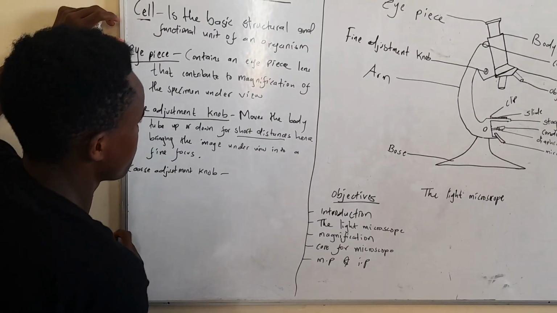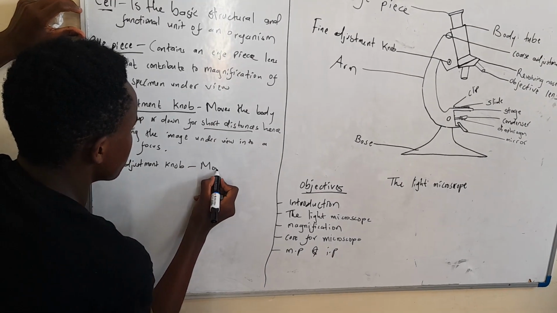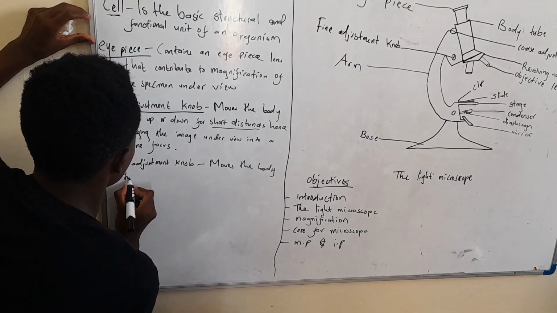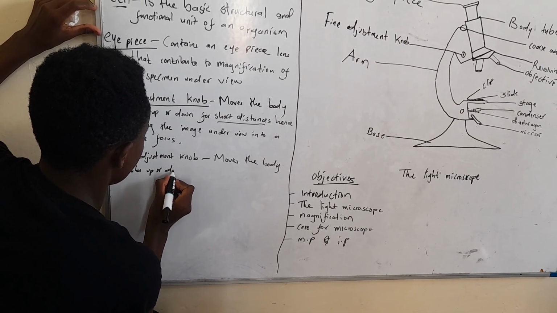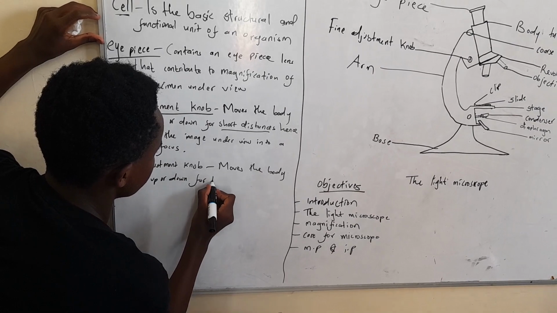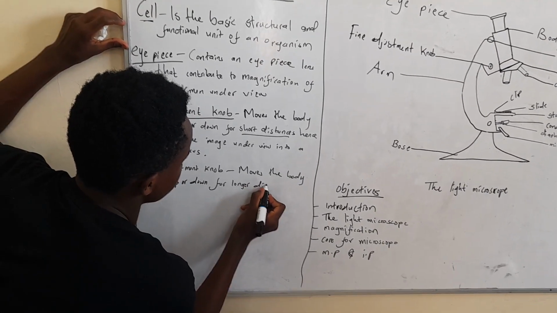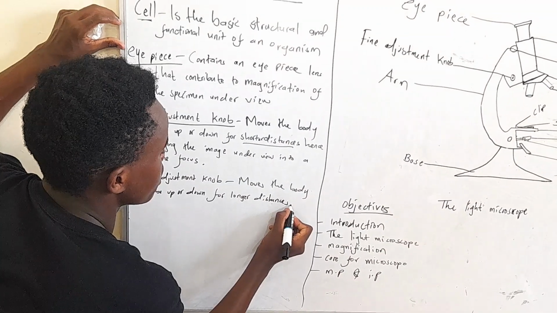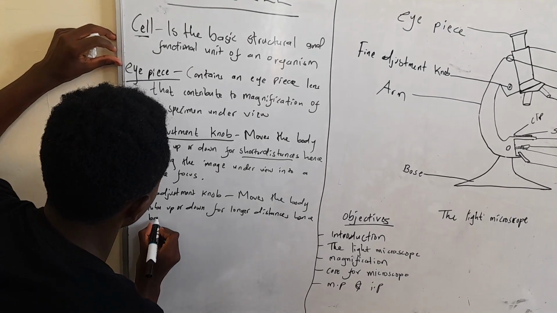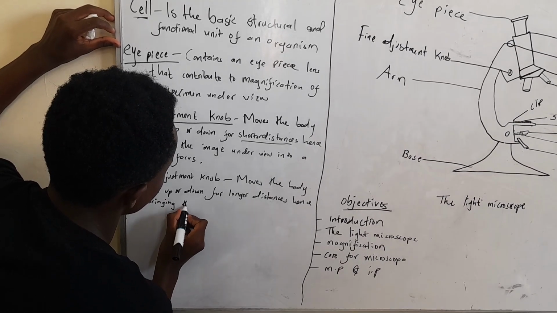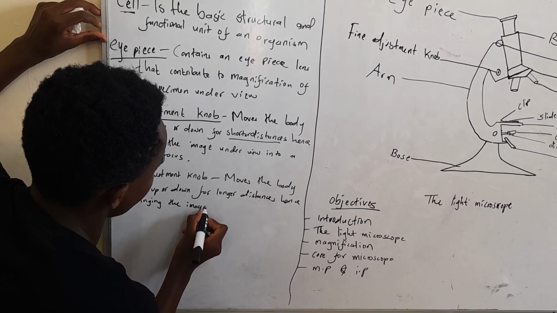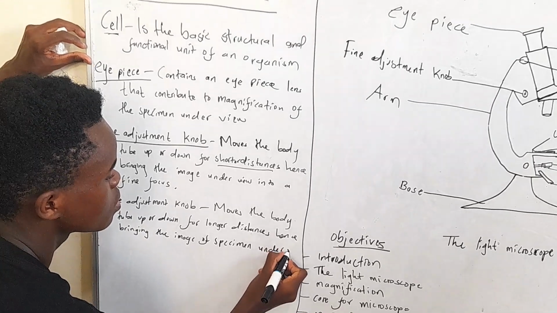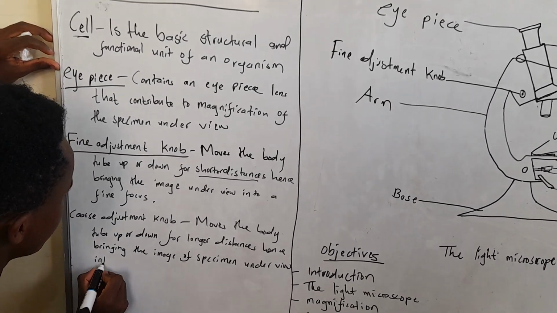What is the work of a coarse adjustment knob? Its work is to move the body tube up or down, but for longer distances, hence bringing the image of the specimen under view into a rough focus.